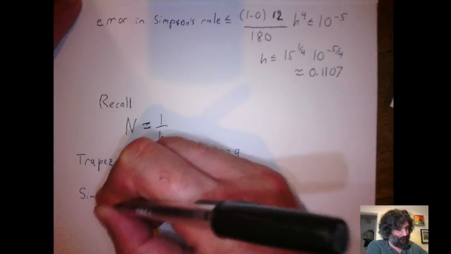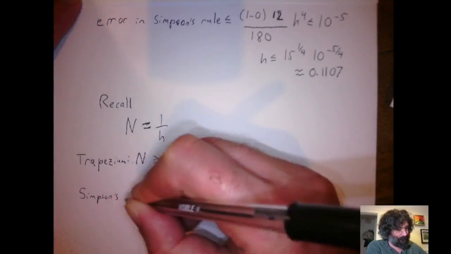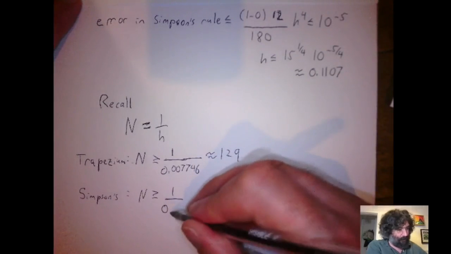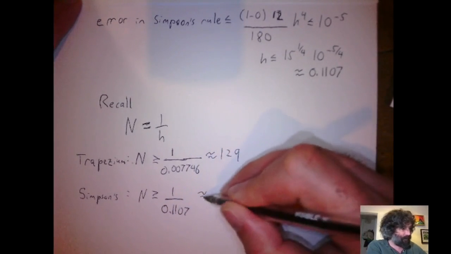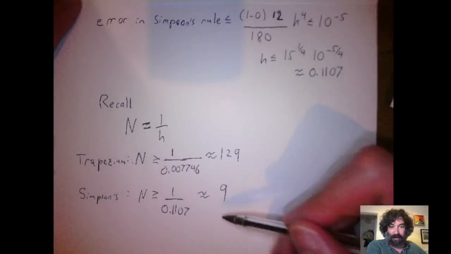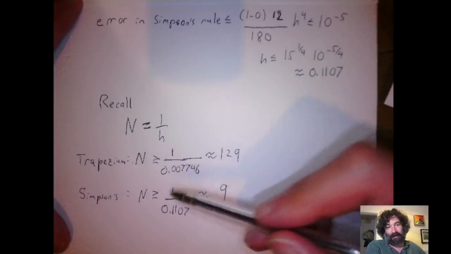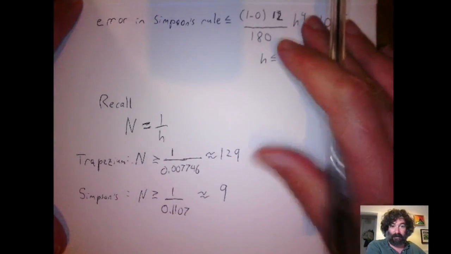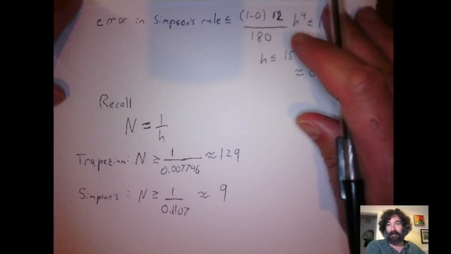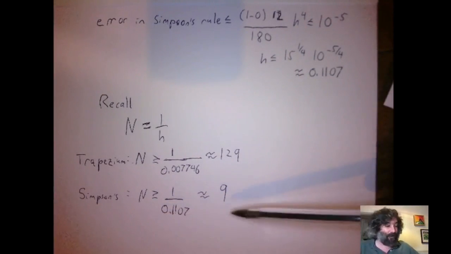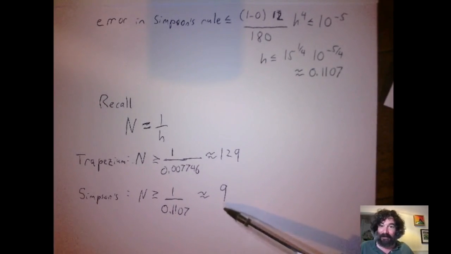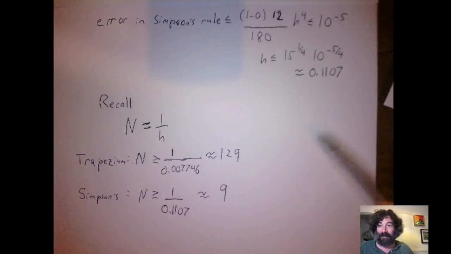For Simpson's rule, n has to be greater than or equal to 1 over 0.1107, which is approximately 9. So for Simpson's rule, n has to be greater than or equal to 9. And remember, in Simpson's rule, n has to be even. So the smallest value of n you could use would be n equal to 10. So you can see you need far fewer intervals in Simpson's rule in this case in order to get an approximation accurate to 10 to the negative fifth. We need only 10 subintervals whereas we need 129 for the trapezium rule.